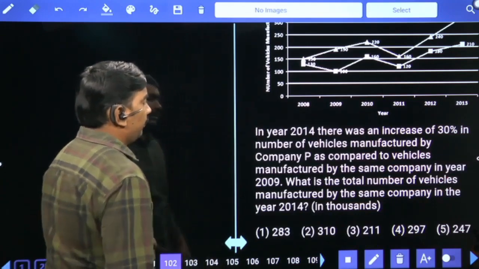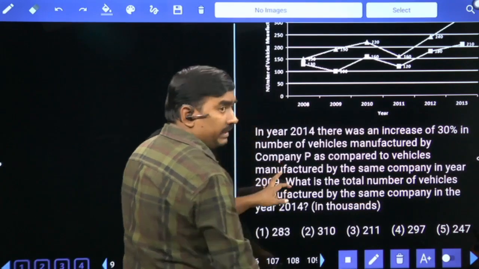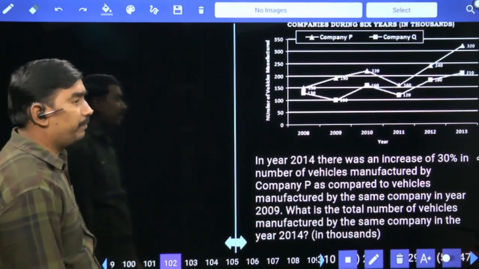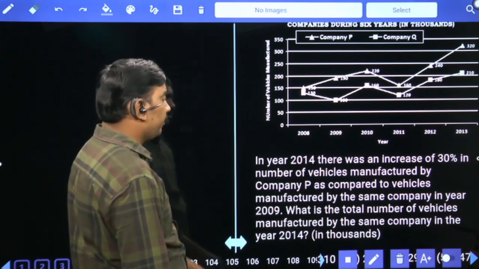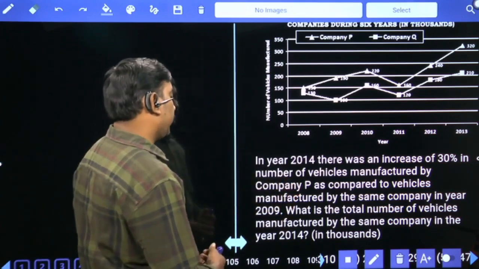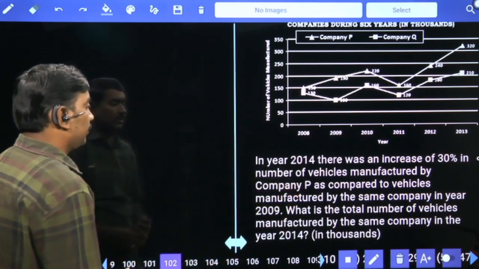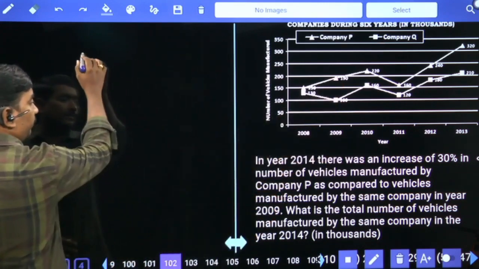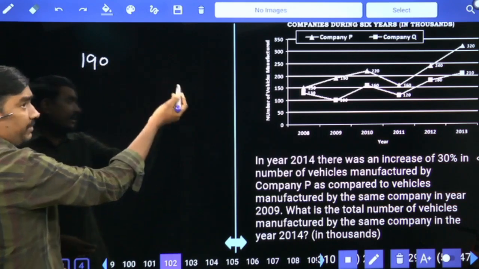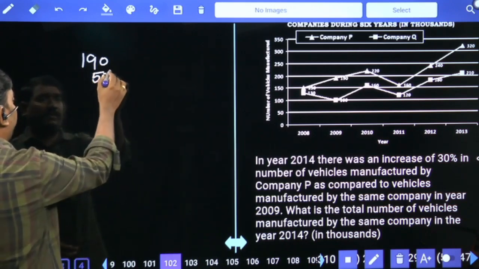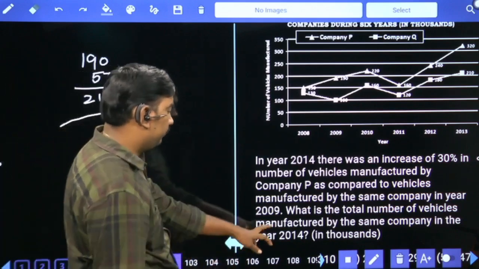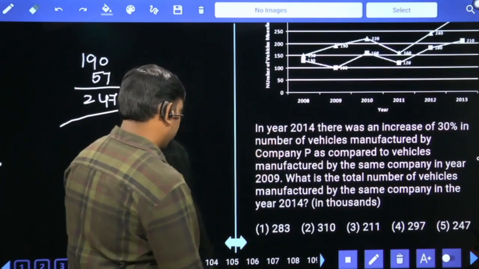In the year 2014, there was an increase of 30% in the number of vehicles manufactured by Company P as compared to the number of vehicles manufactured by the same company in 2009. 2009 Company P 190, increased by 30% means 57 increases, total 247,000. Fifth option.